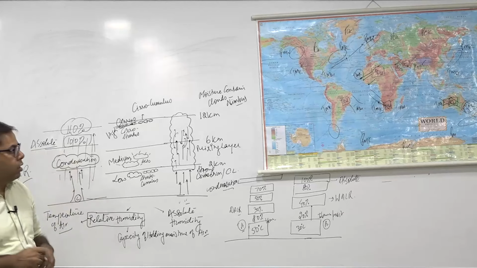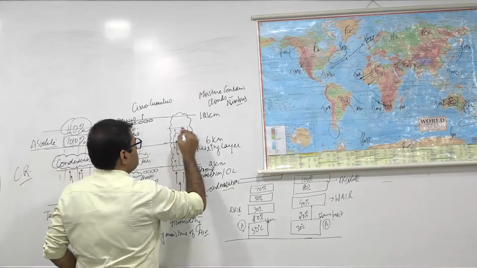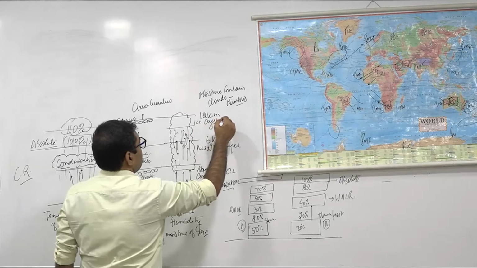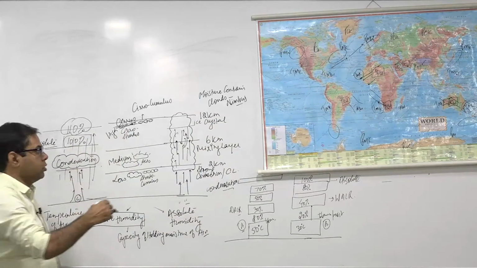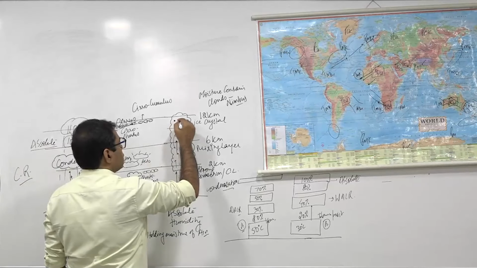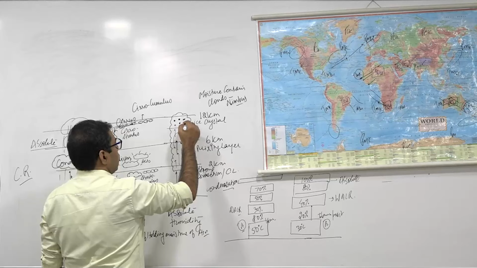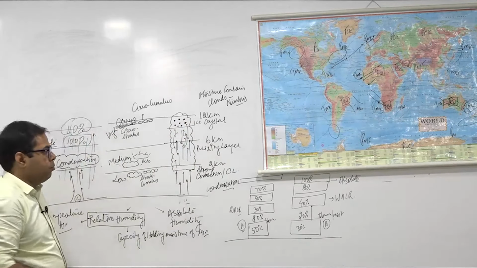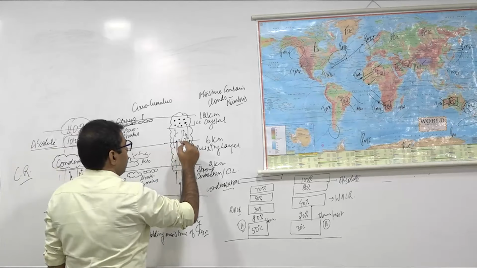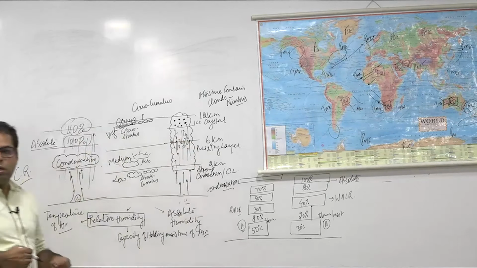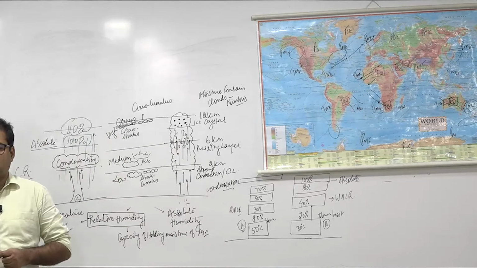The upper layer has ice crystals, which are there in the high altitude. So this will have the ice crystals. The middle layer will have water droplets. Okay.